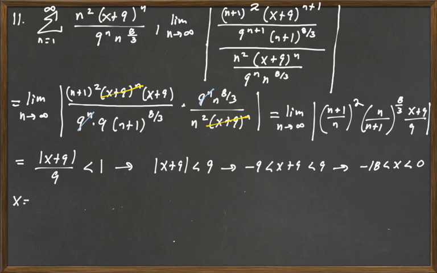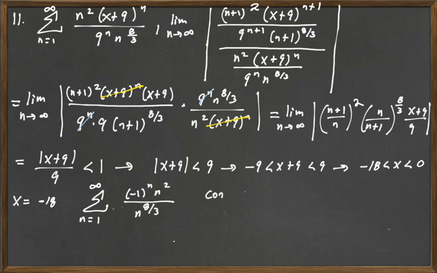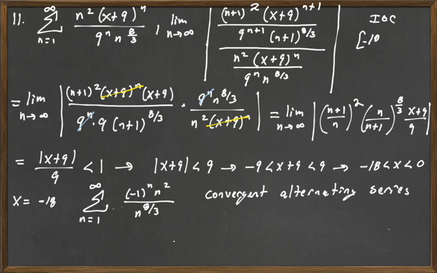Alright, so when x is equal to negative 18, the sum becomes the sum n equals 1 to infinity of negative 1 to the n squared over n to the 8 thirds. And if we apply the alternating series test, this is going to be a convergent alternating series. And so we can include the left endpoint.